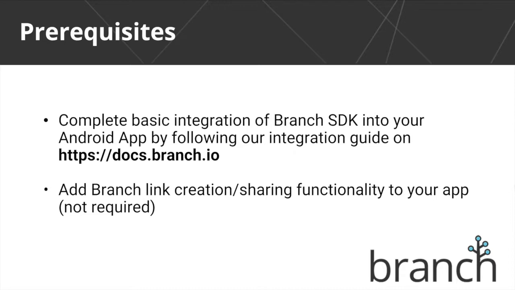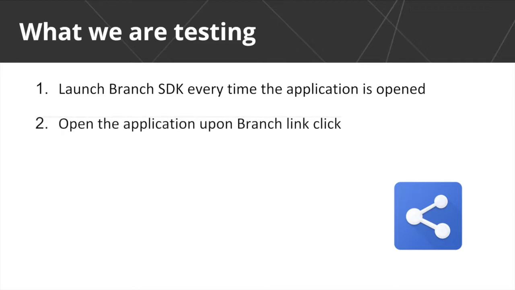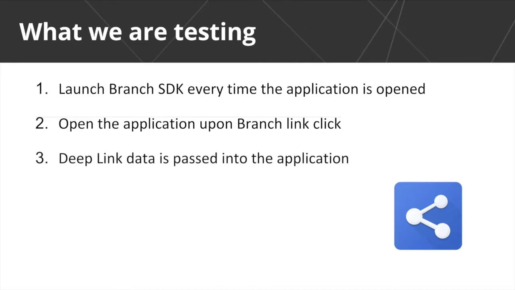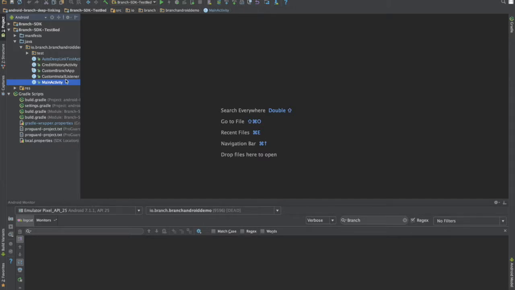Now that we've covered all the prerequisites, let's go over what we're actually going to be testing today. First of all, we will of course test that opening the application actually launches Branch SDK every time. Then we will test that clicking on the Branch link actually opens the application. We will also test that all the deep link data from the link that was just clicked is passed correctly. And lastly, if you have implemented link creation or sharing into your application, we will test that too. So let's hop into the testing.